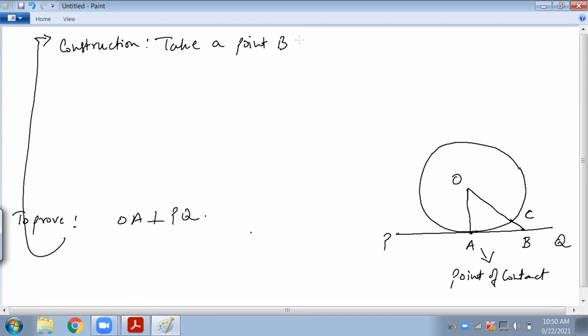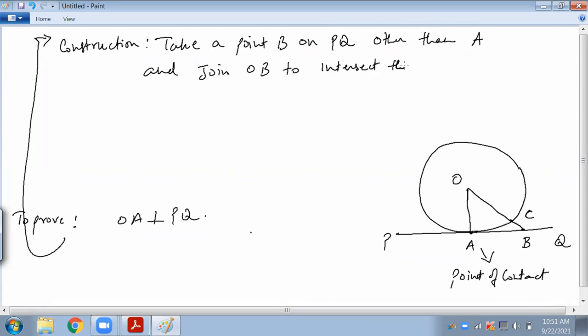Take a point B on PQ other than A, and join OB to intersect the circle at C. Okay, so it is intersecting the circle at C. Now we'll show the proof.